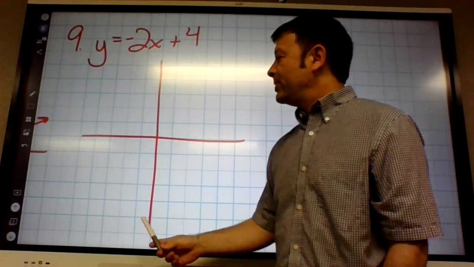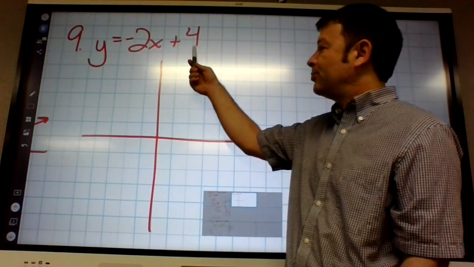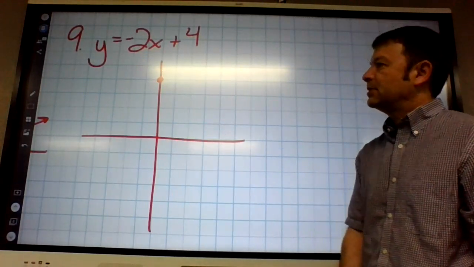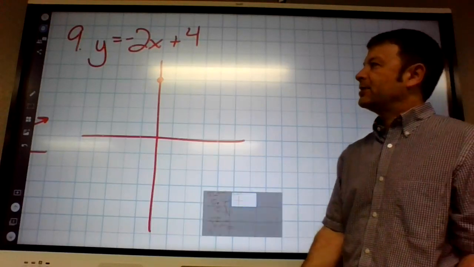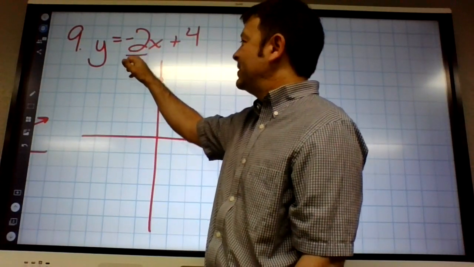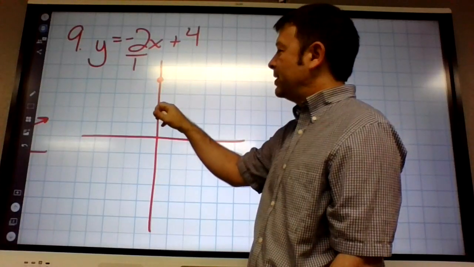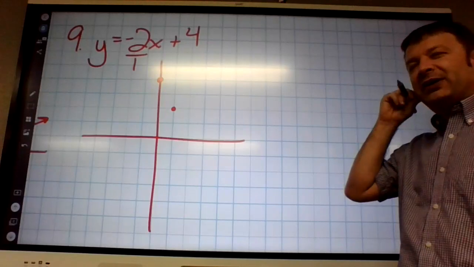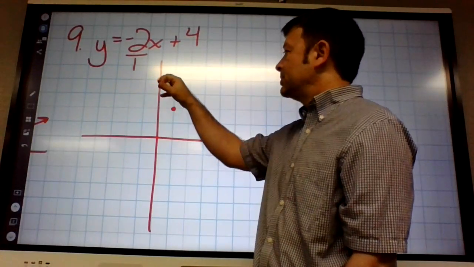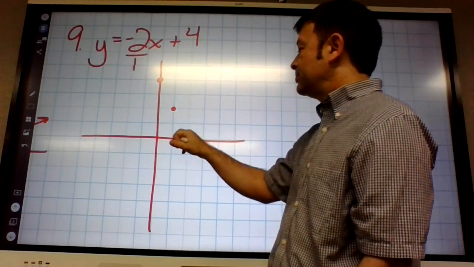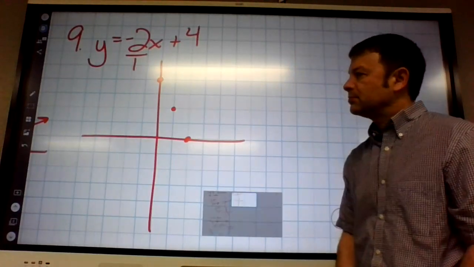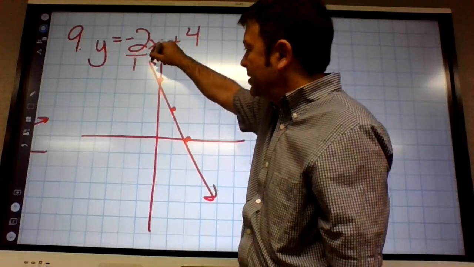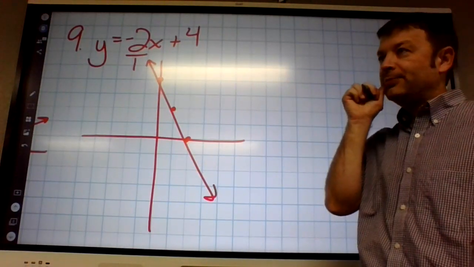All right, where are we going to start this graph at? 4. Up 4. So 1, 2, 3, 4. And where are we going to go from there? Down 2 over 1. Yeah, we're going to rise -2 to down 2 and run +1. You can't make them both negative, or else that would actually be like a positive slope. Go down 2, right 1, down 2, right 1. Dots like every time in this chapter.